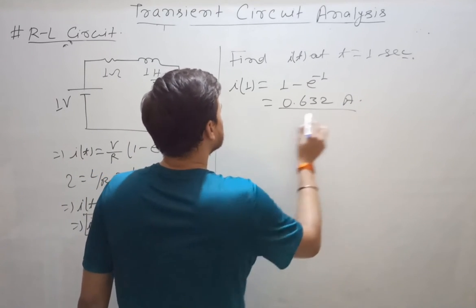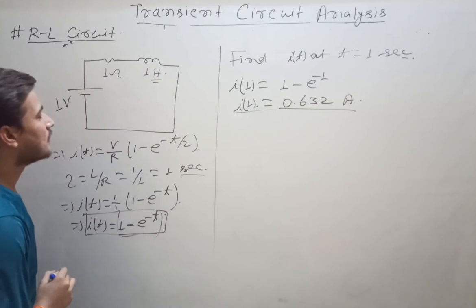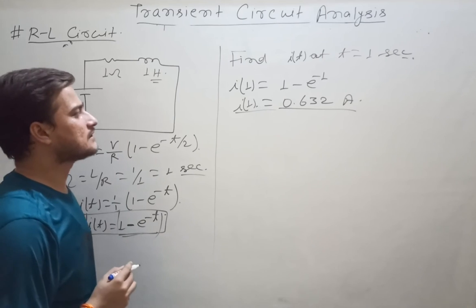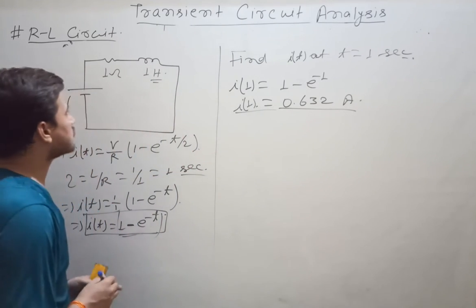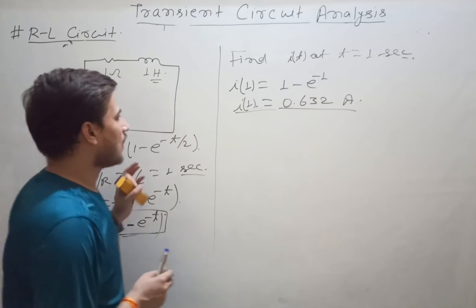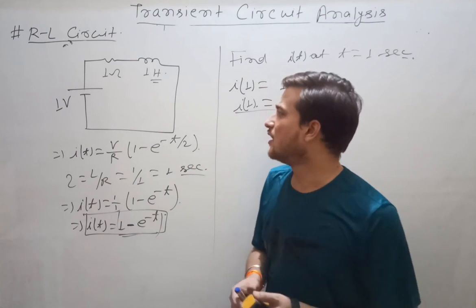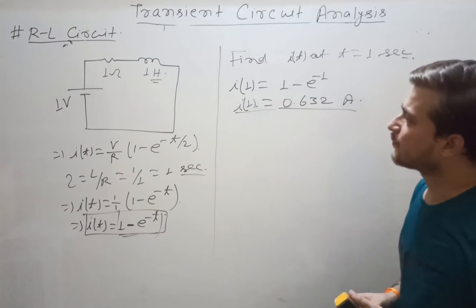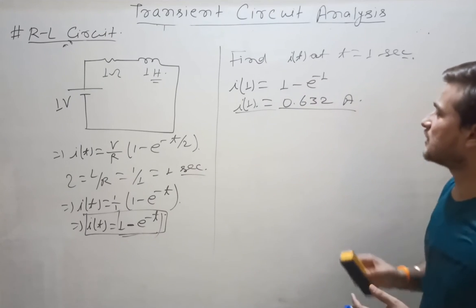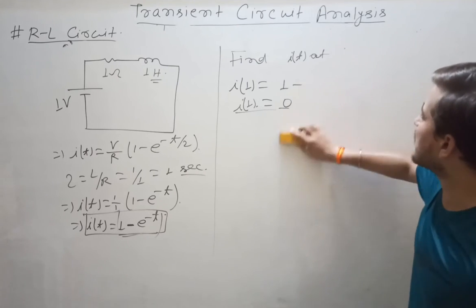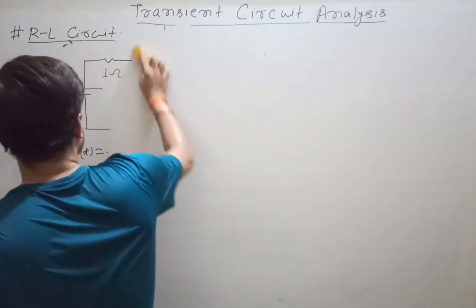Its answer will be 0.632 ampere. Clear? So this type of numerical questions are being asked from RL circuit. Clear? So next, let us see about time constant, that means how to find the time constant of a circuit.